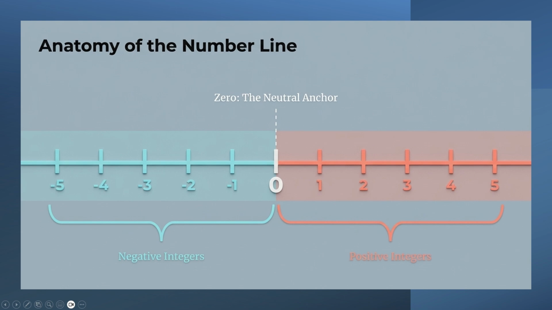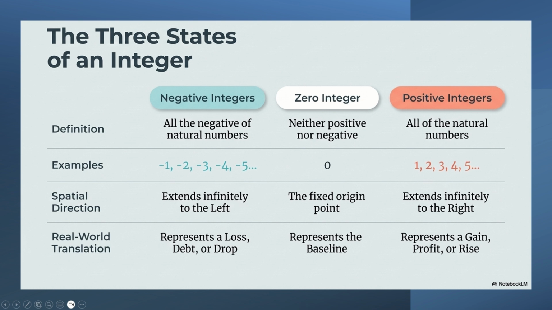Now this is the number line. The left side of the 0 are all the negative numbers and the right side of the 0 are the positive numbers. The 0 acts as the neutral anchor. There are three states of an integer.